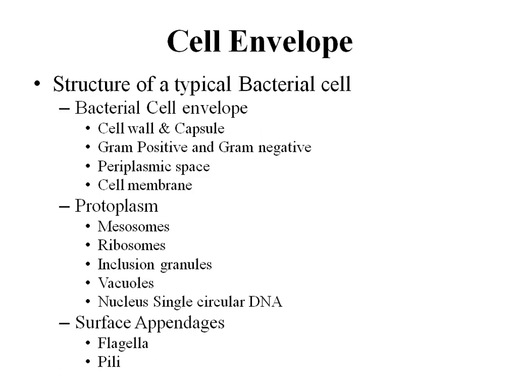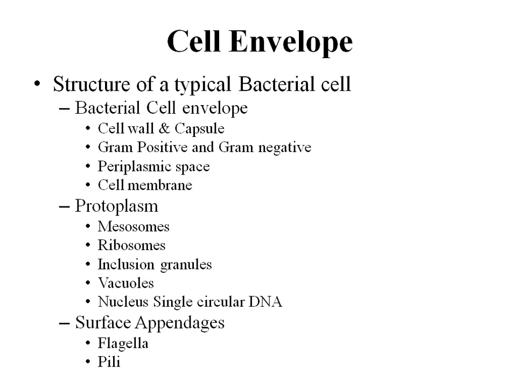Now we will come to the structure of a typical bacterial cell. A bacterial cell has the bacterial cell envelope. Inside is the protoplasm, and outside the bacterial envelope, attached to it are some surface appendages. The bacterial cell envelope includes the cell wall and capsule, periplasmic space, and the cell membrane.